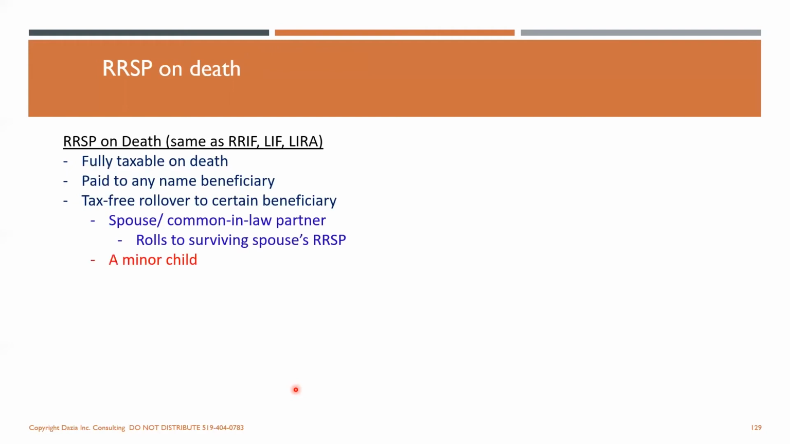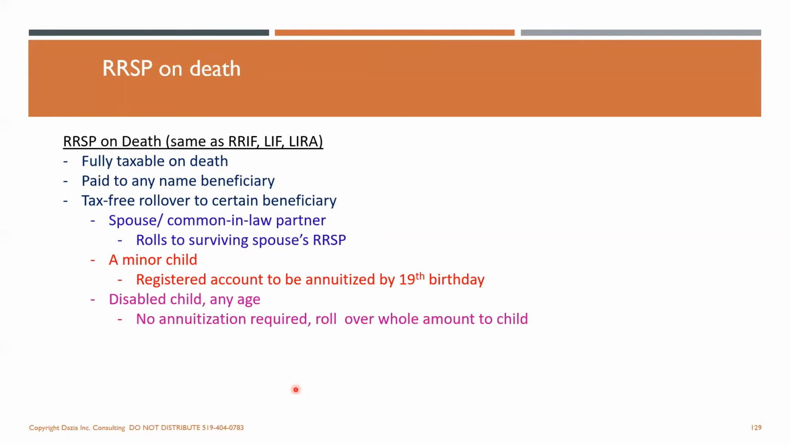Or it could go to a minor child also. It can be a registered account, and then it must be annuitized or converted into an annuity by the 19th birthday of the minor child. Or it can go to a disabled child at any age, to their RSP. There's no annuitization required. You can roll over the whole amount to a child, and they receive it as a rollover into their RSP. Or this disabled child may have an RDSP, and they can transfer up to $200,000 to an RDSP.